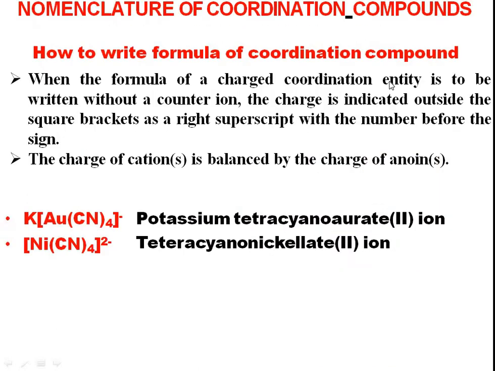In the formula, the charge of the coordination entity is to be written without a constant. The charge is indicated outside the square brackets, as a right superscript with the number before the sign. That has a -2 charge. We will write this charge on the top of the square bracket. Firstly, we will write the number 2 and then the charge. The charge of the cation is balanced by the anion in a complex.